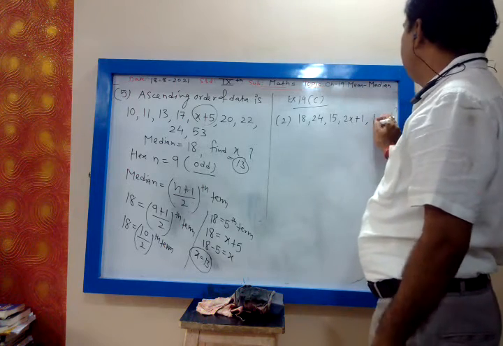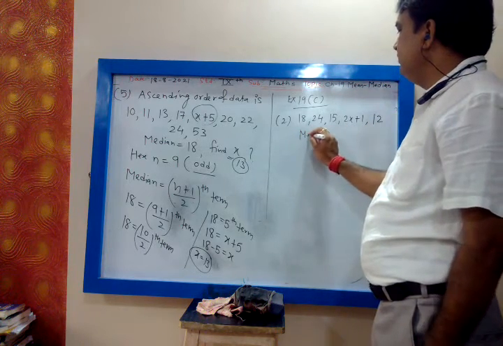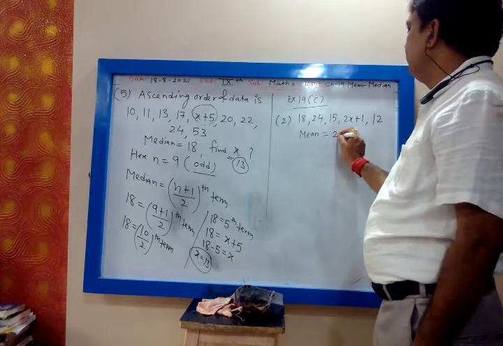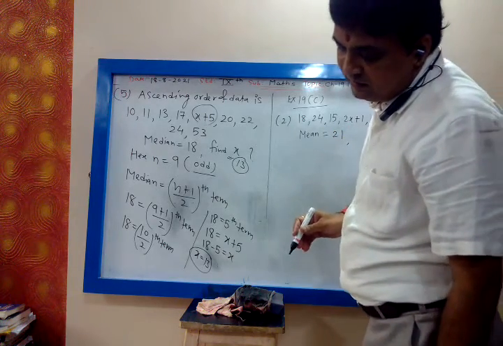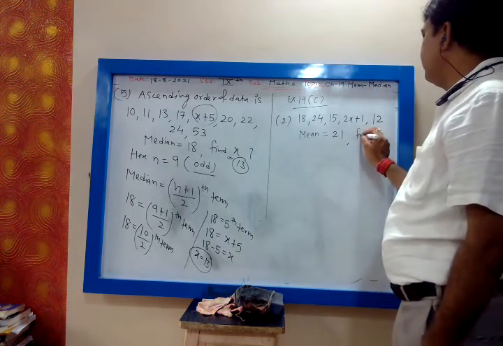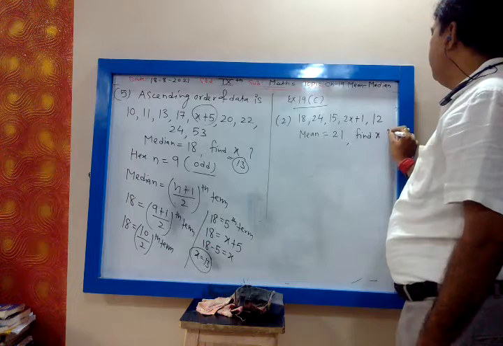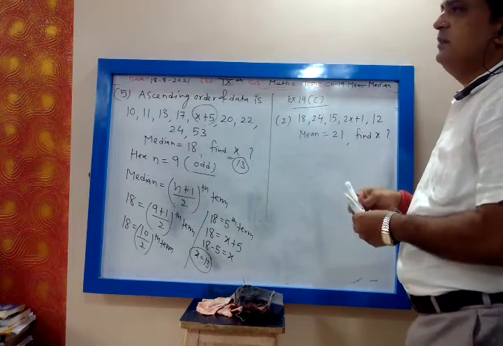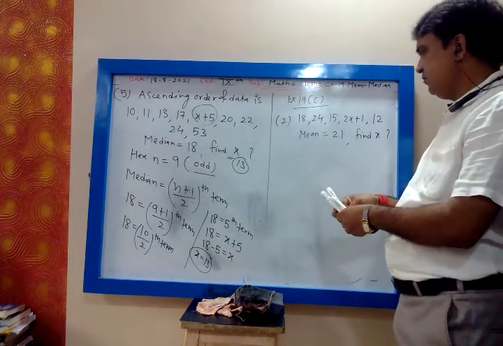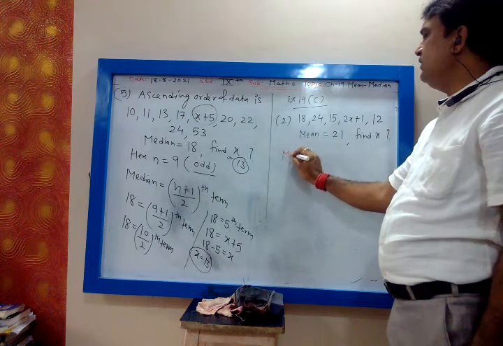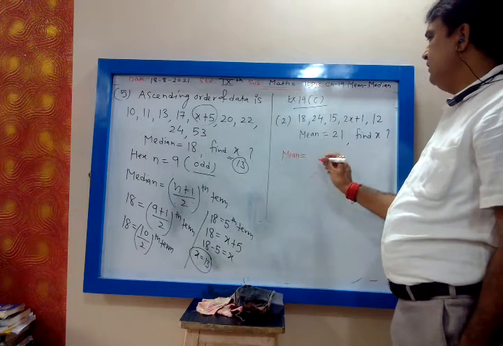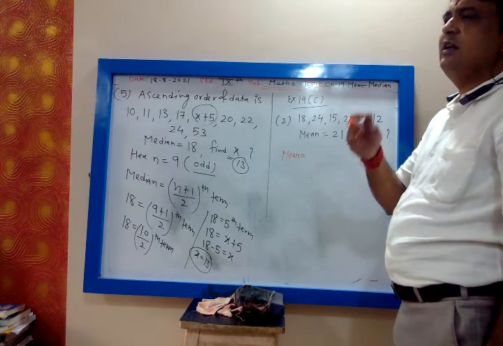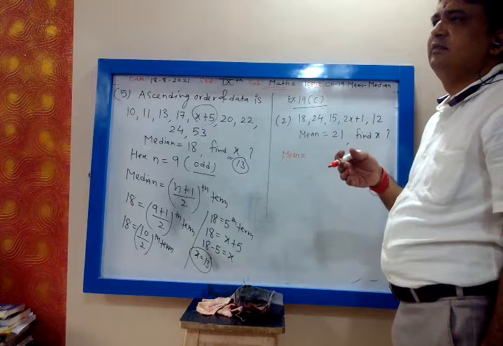Here mean is given, 21. Find the value of x. So what is the formula for mean? Tell me. Sum of all the observations. Mean is sum of observations, not upon 2, upon the number of values given, my dear.